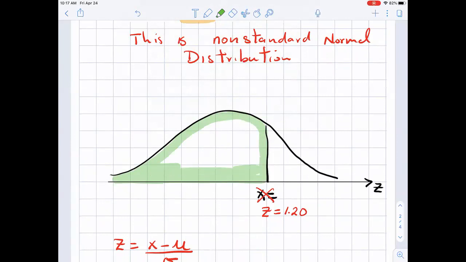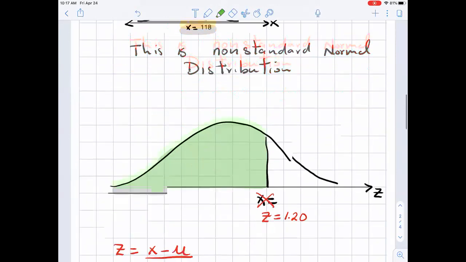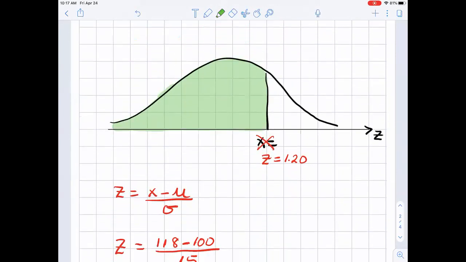This is what you want to find. So you've basically taken, you see, you can't go on the table and look up 118, right? You cannot go on your table and look up 118 from this picture. So you've converted that picture to this picture here. So you're going to go on your table and look up Z is equal to 1.20.